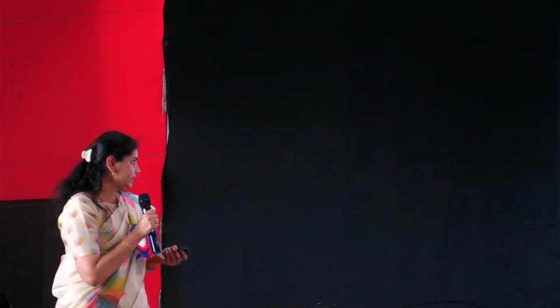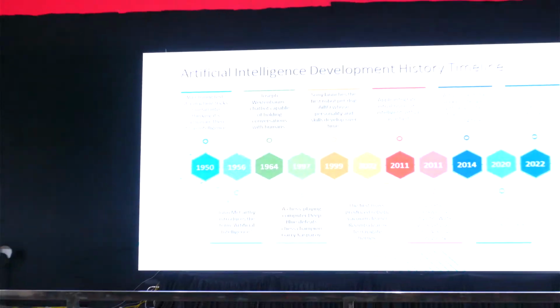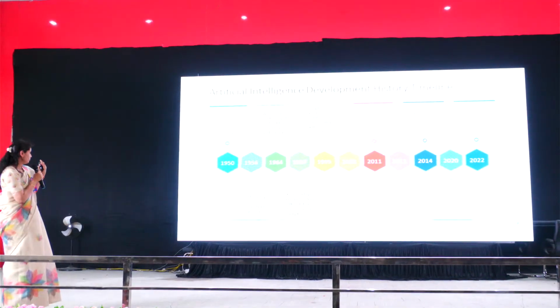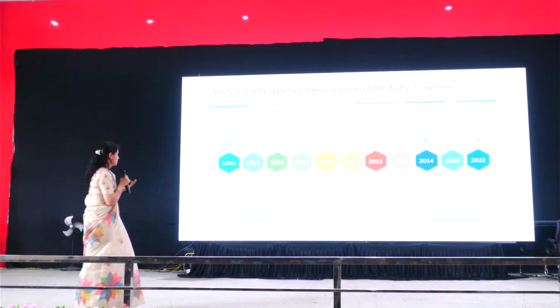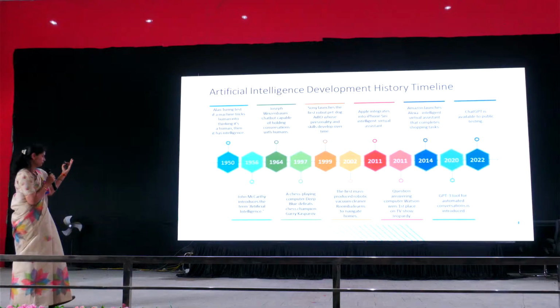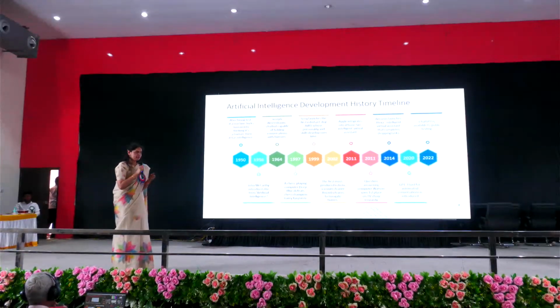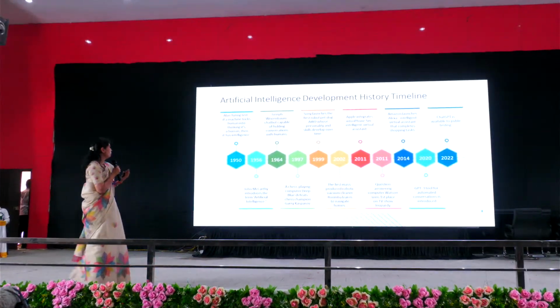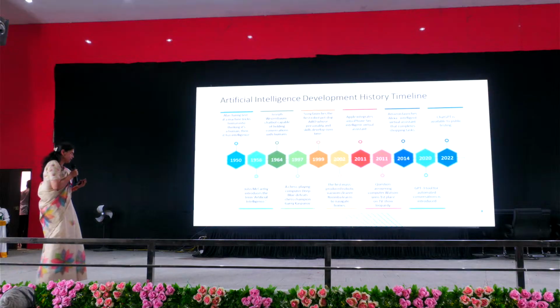In 1956, the term artificial intelligence came. Then a chatbot was introduced, which can make a conversation with humans. Then a chess playing game was introduced in 1997. In 1999, a pet robot dog was invented. In 2002, a robotic vacuum cleaner was introduced to navigate homes, and then the Siri intelligent virtual assistant was introduced in 2011.